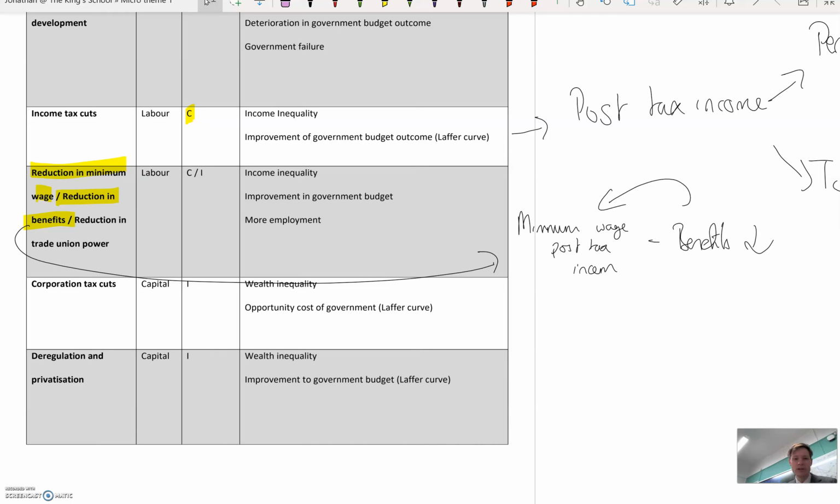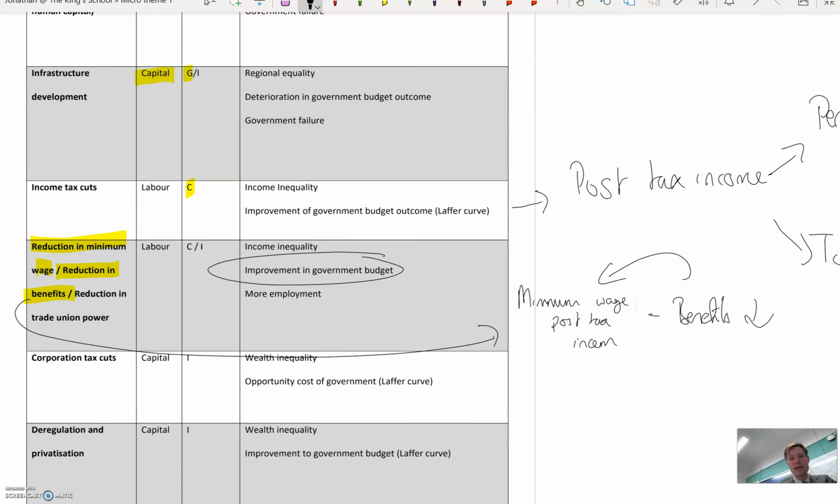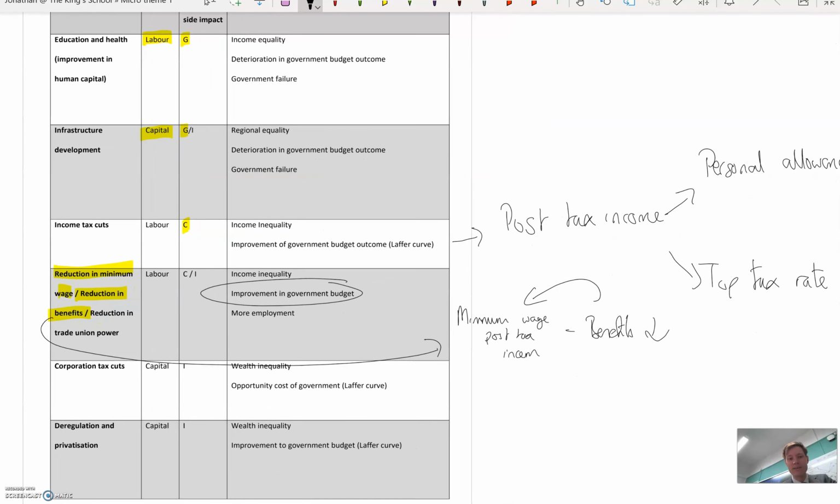And trade union power, we just need to know, raises the equilibrium wage rate, and so by reducing that, you have to then work harder to get yourself higher wages. Specifically, reduction in benefits, that's a nice one because it improves the government budget, and you may well combine that, say, for example, with education and health. So you give with one hand and take away with the other, and you fund one from the other. That could be a nice two policies to combine together.